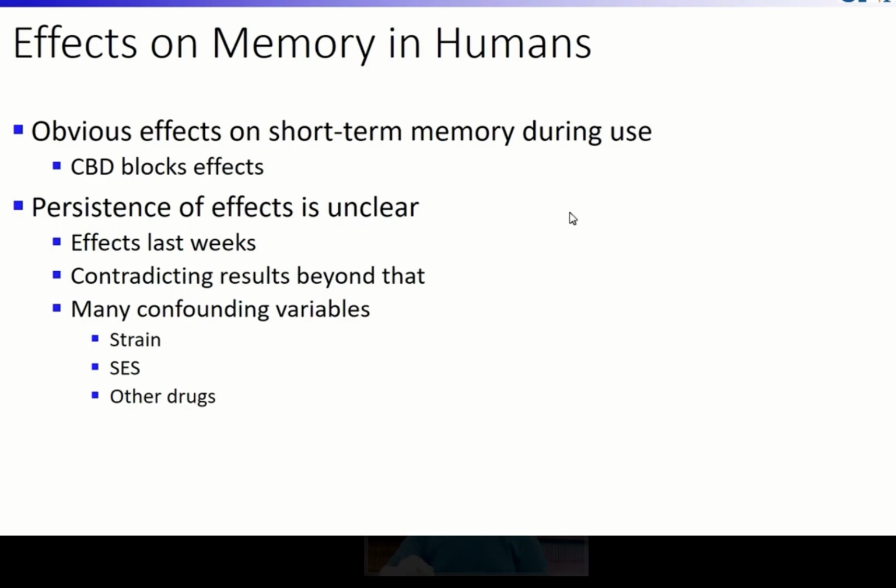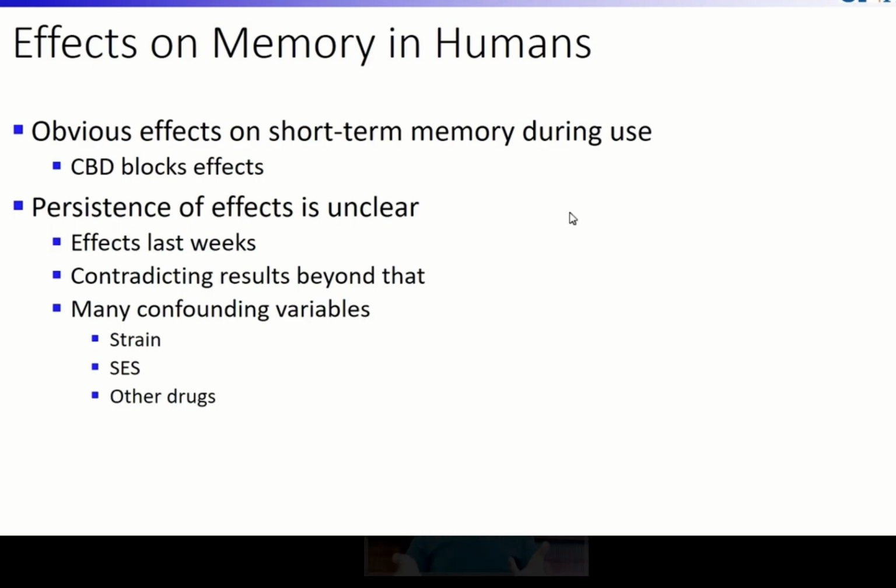It's known that CBD blocks this short-term memory loss. And so again, current street cannabis has high THC, low CBD. The older strains had less effect on short-term memory. How long this effect lasts is not quite clear. And we know it lasts weeks. But again, is it the effects lasting weeks, or is it the cannabis lasting weeks? We don't quite know yet. Beyond a couple of weeks, we don't know if cannabis has a long-term effect on short-term memory.